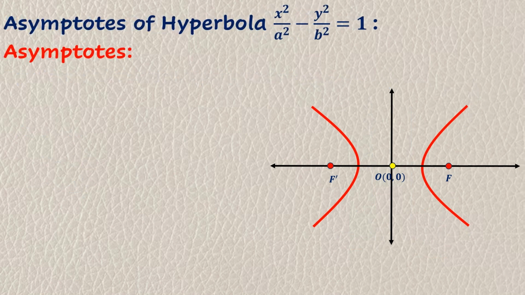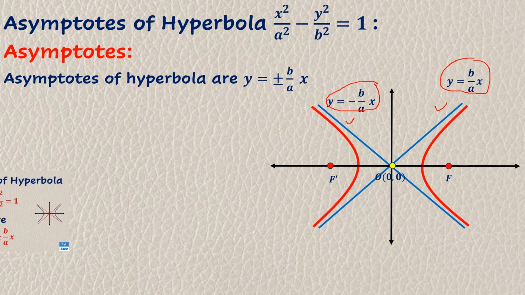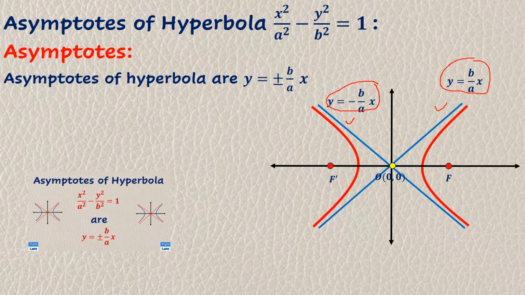Asymptotes of hyperbola. The asymptotes of standard hyperbola are y is equal to plus minus b over a x, that is, y is equal to b over a x, and y is equal to minus b over a x. If you want to deduce these asymptotes, watch our video asymptotes of hyperbola.